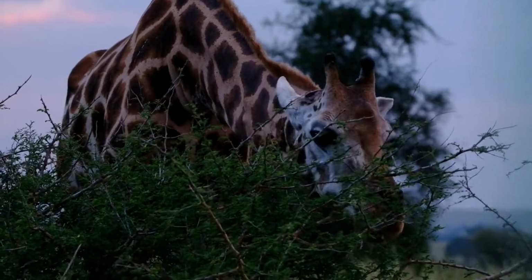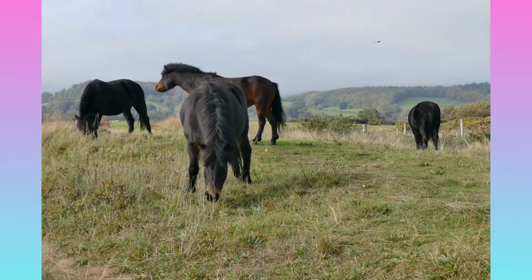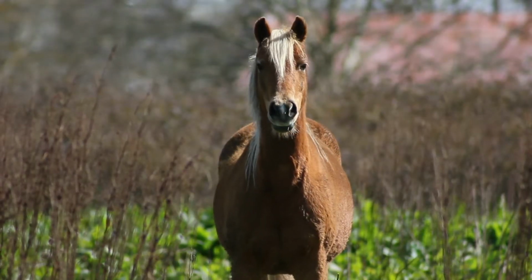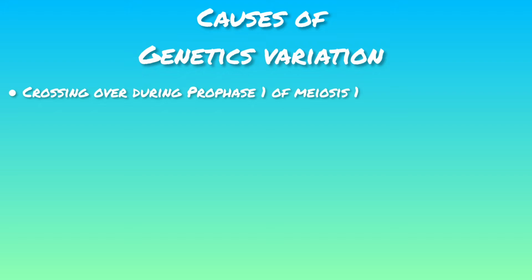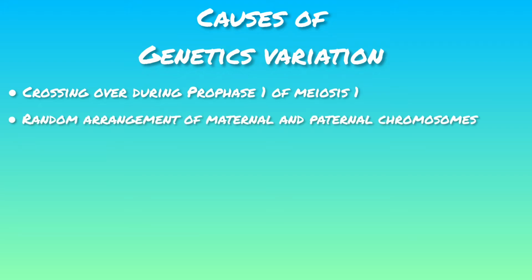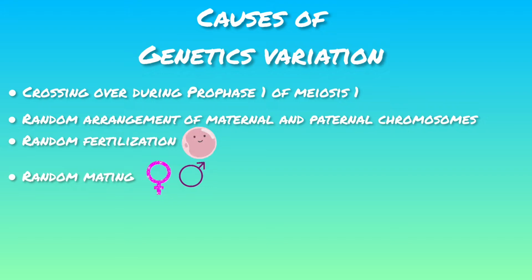There is also some degree of variation between individuals of the same species in each population. These variations can be caused by crossing over during prophase 1 of meiosis, random arrangement of maternal and paternal chromosomes, random fertilization, and random mating, as well as mutations.